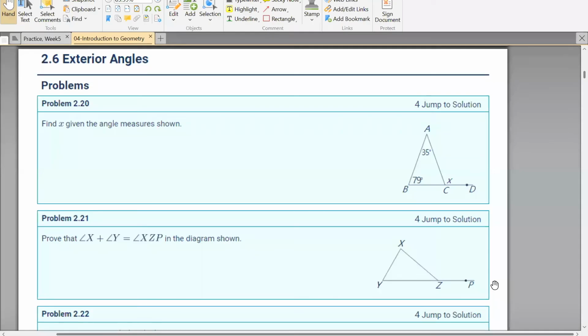to the exterior angle. So I talked about internal angles of a triangle, right? That they add up to 180. But now I want to talk about something else, which is exterior angle.